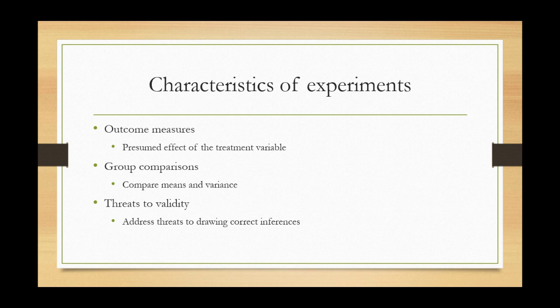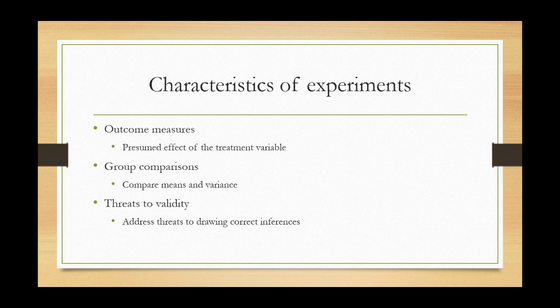Another important characteristic is group comparisons. In an experiment, you also compare scores of different treatments on an outcome. So you have groups. A group comparison, we say, is a process where a researcher obtains scores for individuals or groups on the dependent variable and compares them with the means and variances both within the group and between the groups. That is another important characteristic in experimental research.